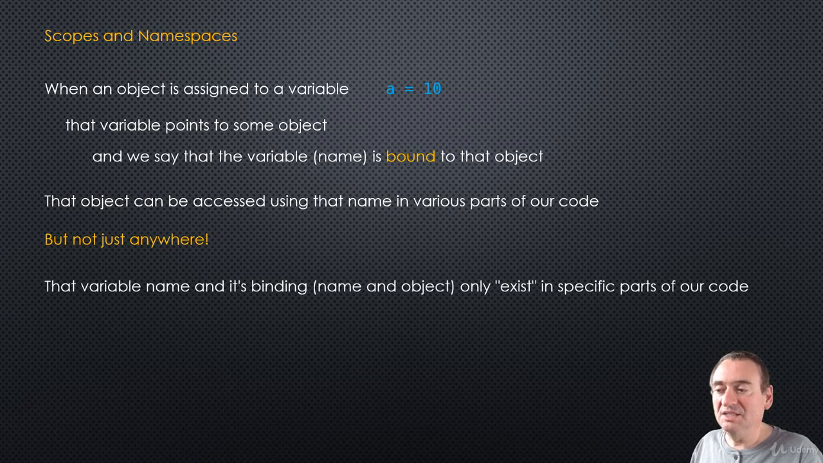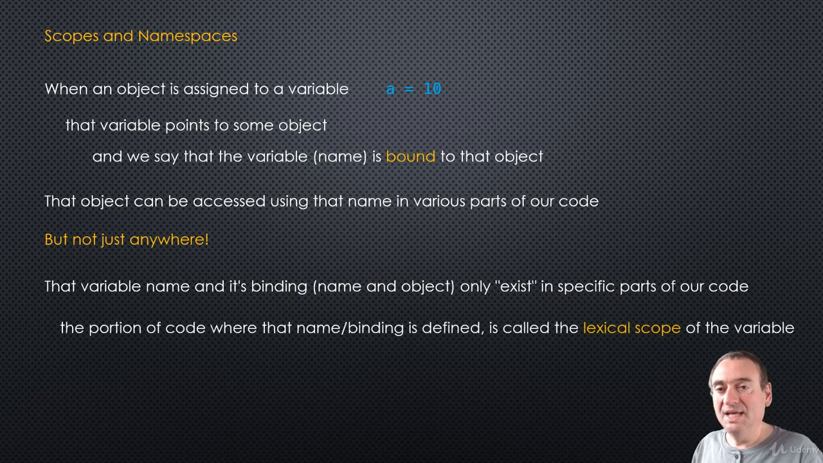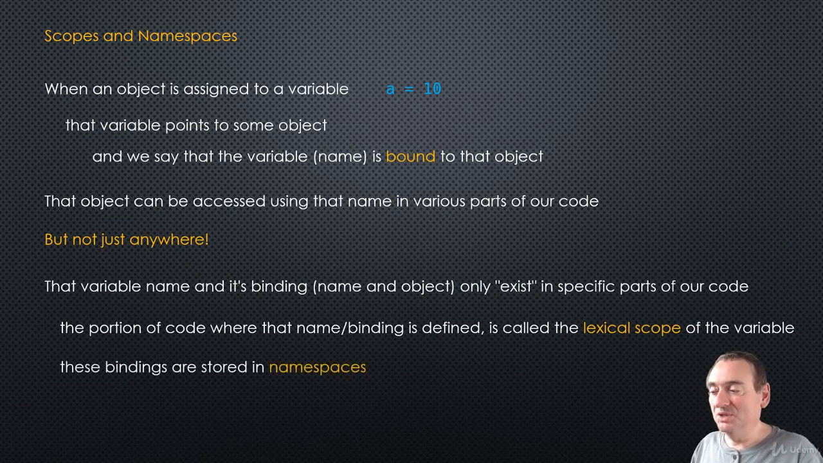So there is this concept that the name and the object that it's bound to only exist in certain sections of our code, in specific parts of our code. Now the portion of the code where that specific name binding that we're interested in exists is called the lexical scope, or simply the scope of the variable. So we'll take a look at that in more detail.